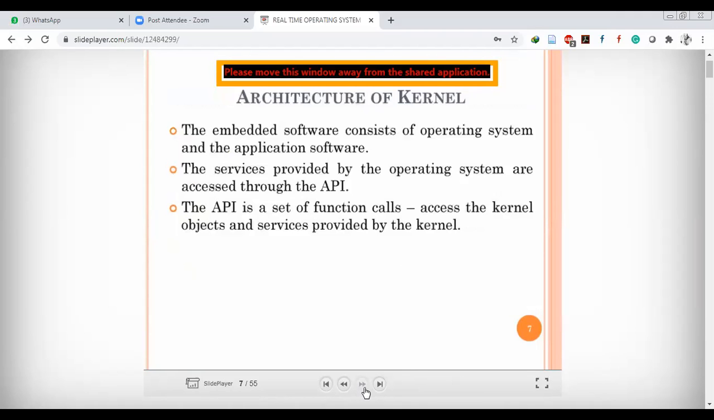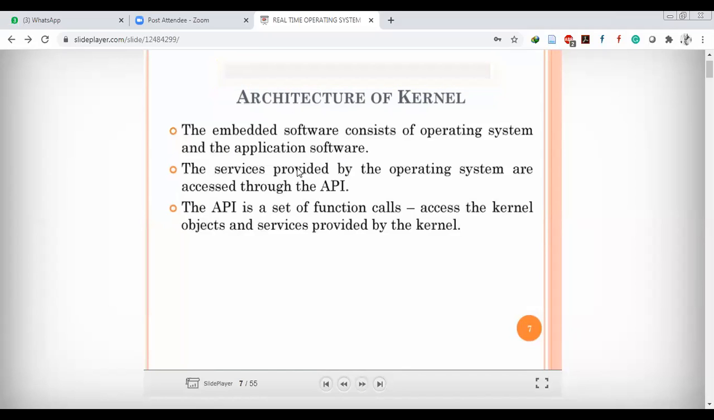Next, the architecture of the kernel. Actually, we discussed these topics earlier, before your final examinations. Architecture of kernel. The picture representation is not available here, so leave it. The architecture of the kernel.